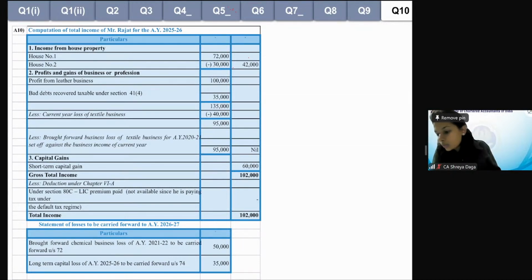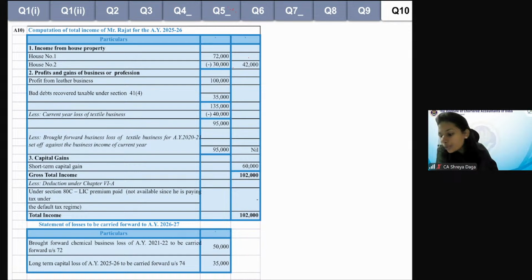Textile business, you have current year loss, brought forward loss, both losses. Then chemical business, you have no profit, no loss, and you have bad debt recovery, which means current year income. 35,000 of income you have, and you have a brought forward loss. So it's 35,000 of income. And from leather business, you have 1 lakh of income. So total income that you have from business is 1,35,000.